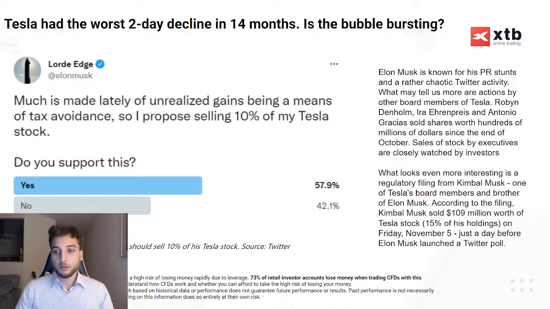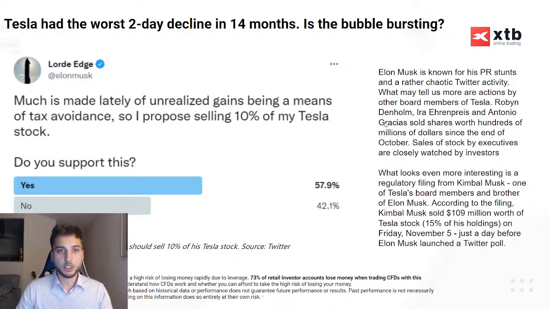So Robin Denholm, Ira Ehrenpreis and Antonio Gracias sold shares worth hundreds of millions of dollars since the end of October. These are board members of Tesla. Sales of stock by executives are closely watched by investors, so that is something to keep an eye on, because executives within the company sometimes hold their own stocks, but they could potentially have some information that most of us do not have.